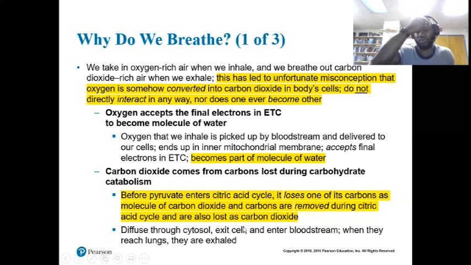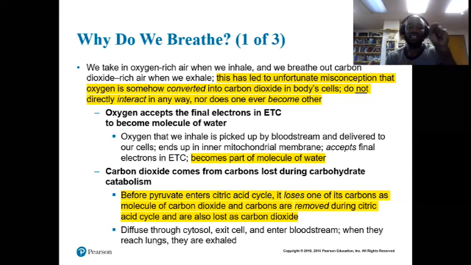It comes from the glucose that has been split into the pyruvate, but then before that pyruvate enters into the citric acid cycle, it loses a carbon, forms carbon dioxide, and that's where we breathe out carbon dioxide. So they're related, but we're not breathing in oxygen and converting that oxygen to carbon dioxide in your body. It's two separate paths that lead to the carbon dioxide that we breathe out, and the oxygen that we breathe in, even though they're both related to our body's energy sources.